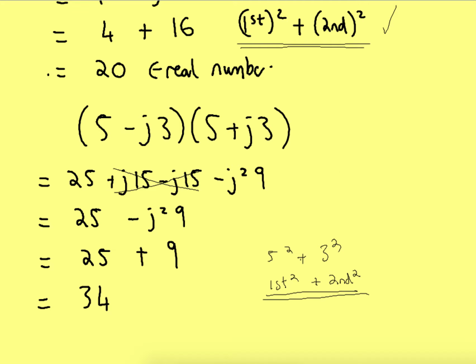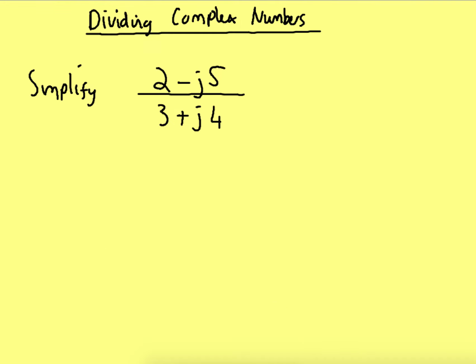Right, you might think, what's the point in me doing that? It's all to do with dividing complex numbers. Okay, so I think it's going to be easier for me to actually do this in pen rather than just running through it. Now, there's a reason why I'm going through this. Right, so you've got 2 take away j5 over 3 plus j4.